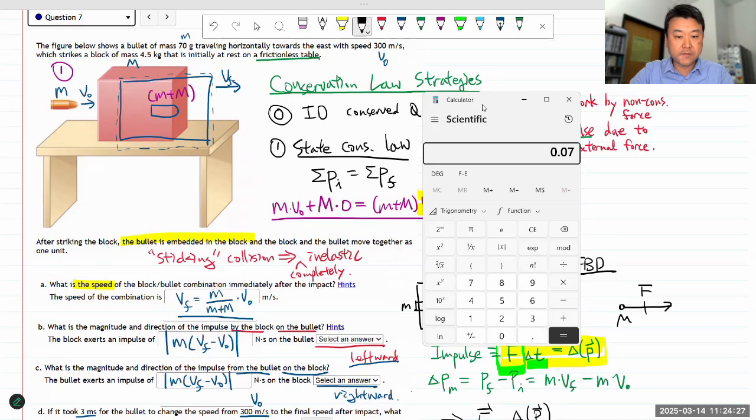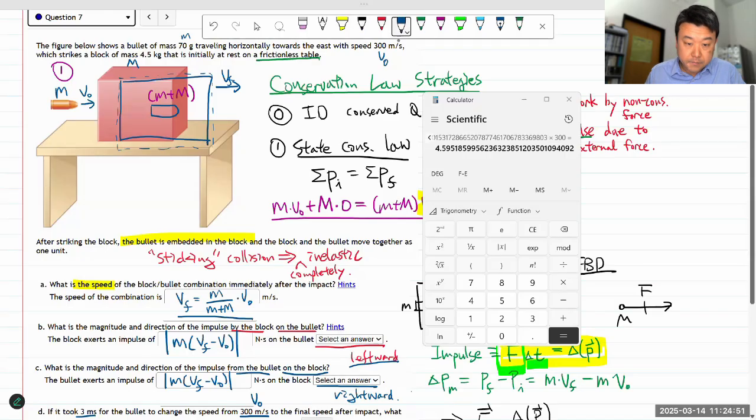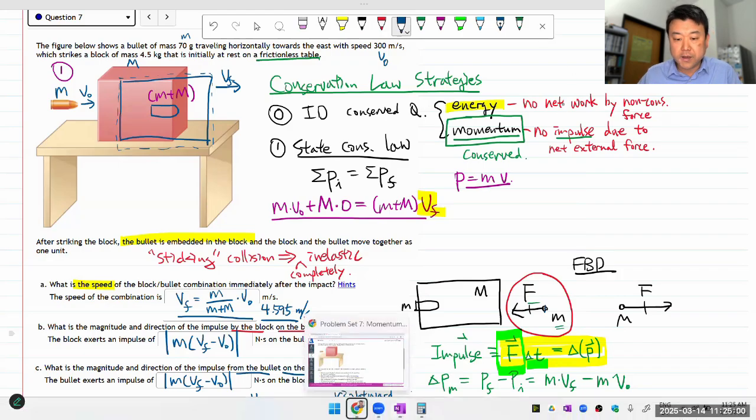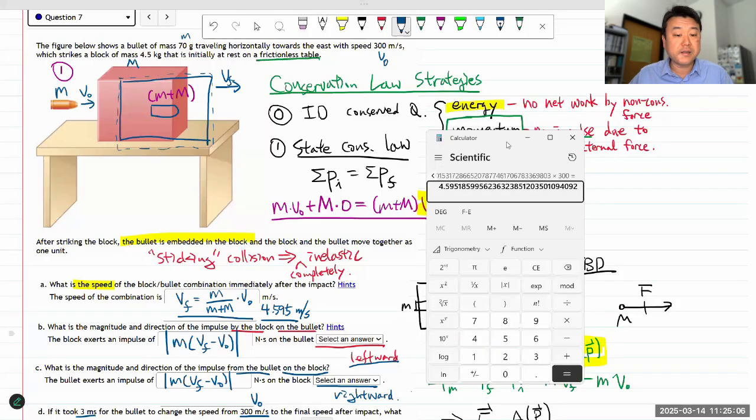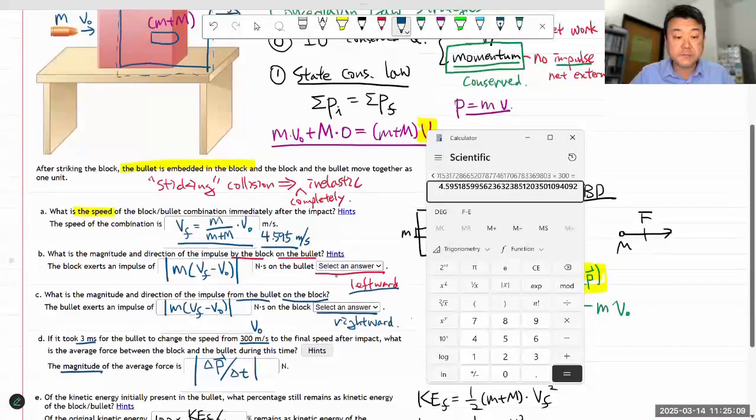So 0.07 kilogram divided by the sum of that with 4.5. I can do that in my head. So 4.57 kilogram, that's the ratio of masses, times 300 meters per second. I'm going to keep an extra significant figure because I will be using this number in later parts. So I'll write down 4.595 meters per second. For the grading system, all that's required is only 3 significant figures, but I want to be extra sure that rounding error doesn't affect my answers later.